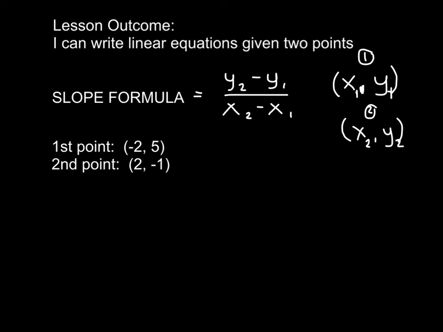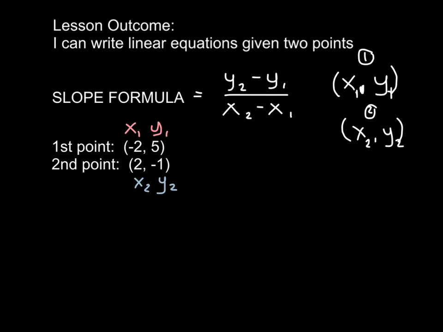So let's just try this example right here. Let's say this is my first point, negative 2, 5. And this is my second point, 2, negative 1. Okay, what I would suggest is that we actually go through and label our points as x and y. So there's x and y on that point, and here's x and y on this point. And we also then want to go back and label them as the first point and the second point, so x sub 1 and y sub 1. And then our second point, so x sub 2 and y sub 2.